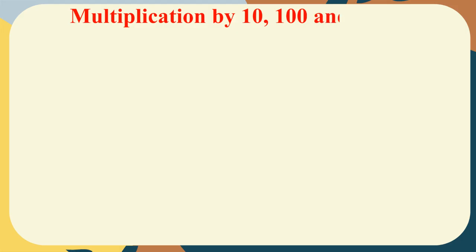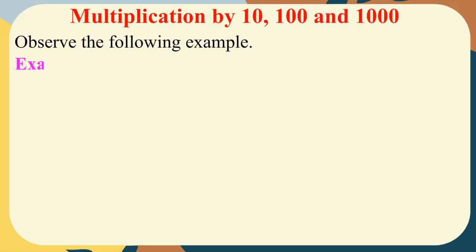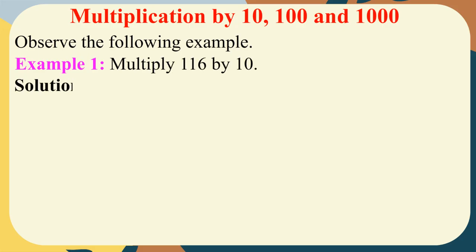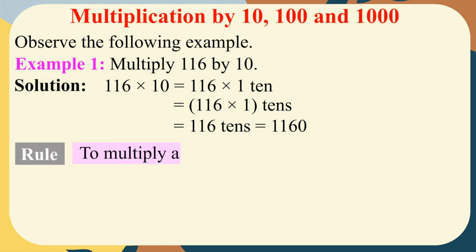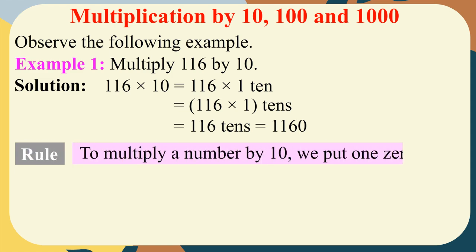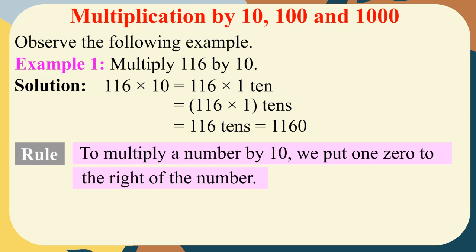Multiplication by 10, 100 and 1000. Observe the following example. Example 1. Multiply 116 by 10. Solution. 116 multiplied by 10 is equal to 116 multiplied by 1 ten, which is equal to 116 tens, which is equal to 1160. Rule: to multiply a number by 10, we put 1 zero to the right of the number.